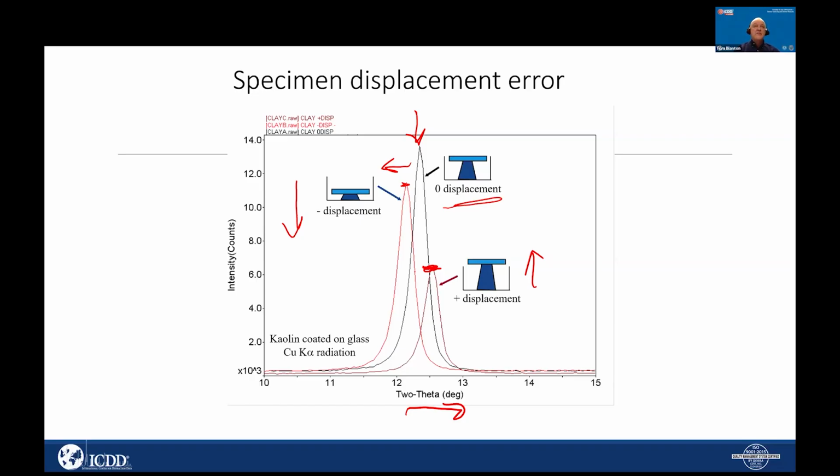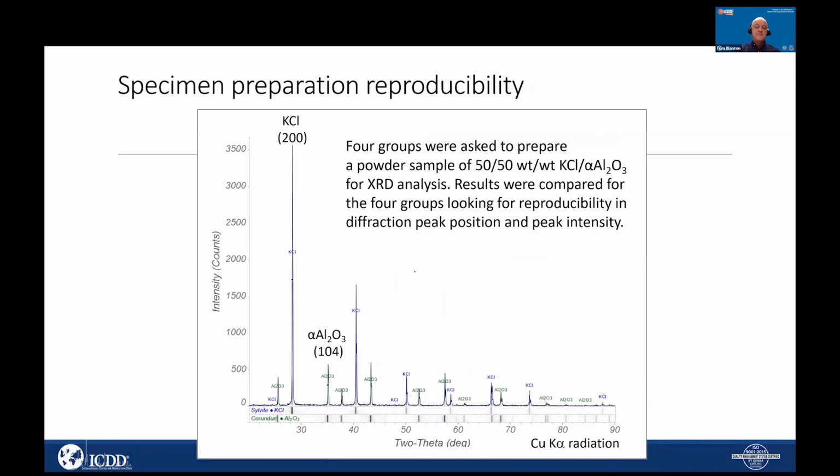Now, if you're working with a powder sample, you could include some type of internal standard where you know where the peak should be, and that could correct for some shifting if you have sample displacement. However, it doesn't correct for the loss of intensity. So if you need quantitative results, sample displacement can affect your quantitative analysis. So positioning the sample in the proper position is important for good peak position and peak intensity.